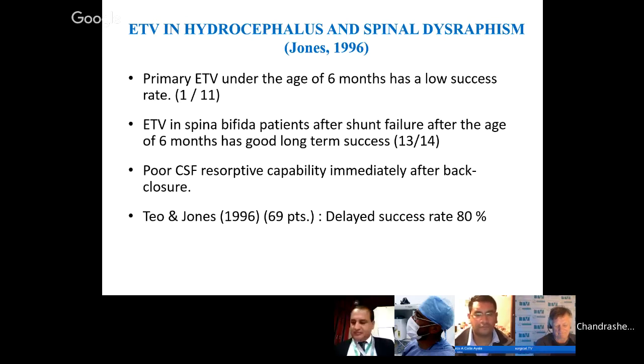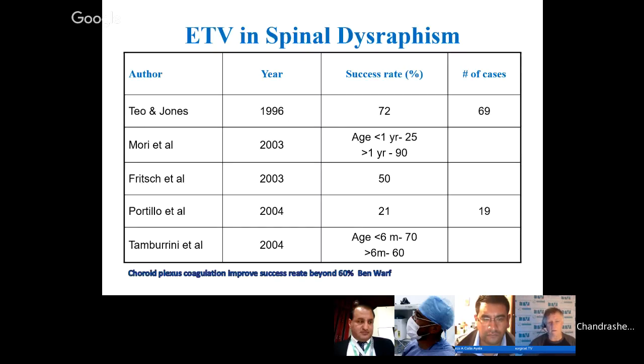What has been brought to notice by Jones and colleagues is that though the first ETV did not work in more than one patient out of the 11 which they treated, if these patients present to you with a shunt failure after the age of 1 year, the delayed success rate is almost 80%. A similar thing has also been shown by Ben Warf in his series conducted in Uganda, and he has shown a success rate beyond 60%. He adds choroid plexus fulguration to the ETV for many of these patients, and similar success rates are now being found by other workers across the world.